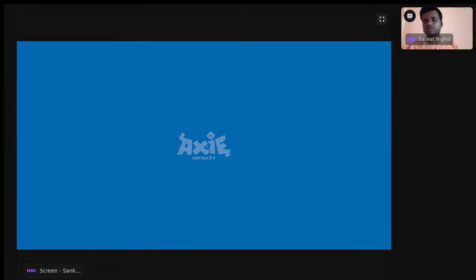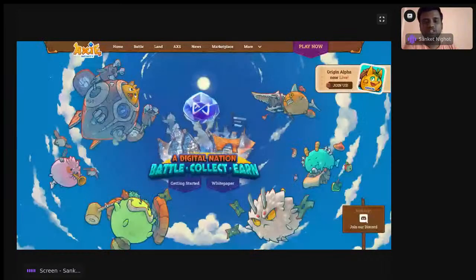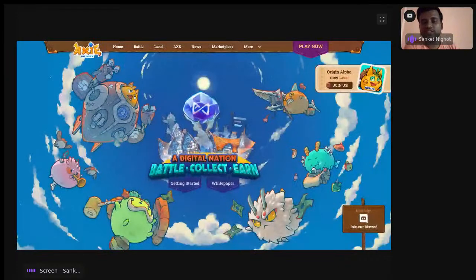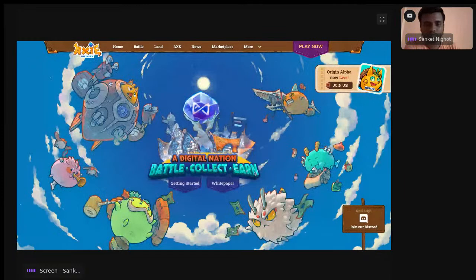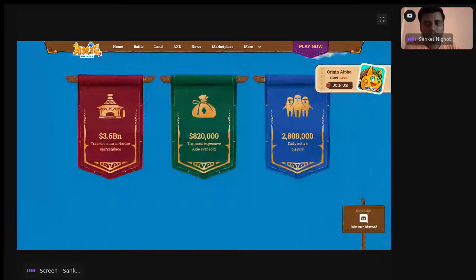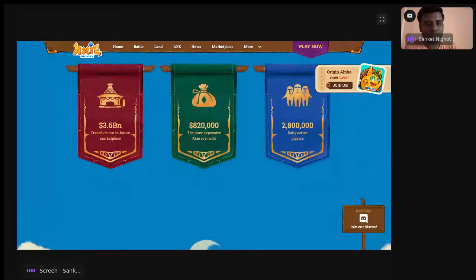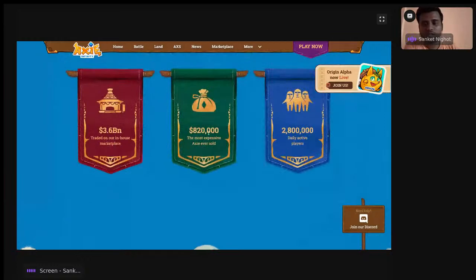So the website is loading. Yeah. So Axie Infinity is a digital nation: battle, collect, and earn. So is it a play to earn game? So you can see here how many trades are being done. Then, what is the most expensive Axie ever sold? Each pet is called an Axie.